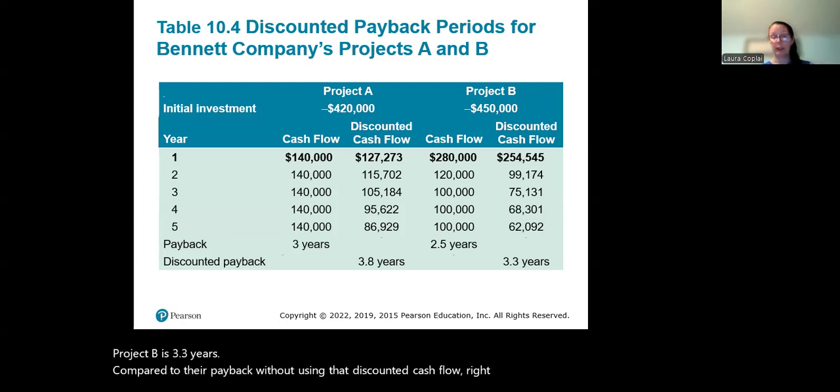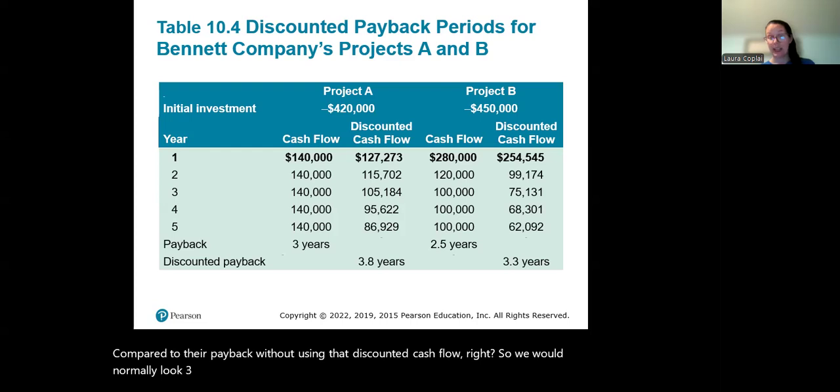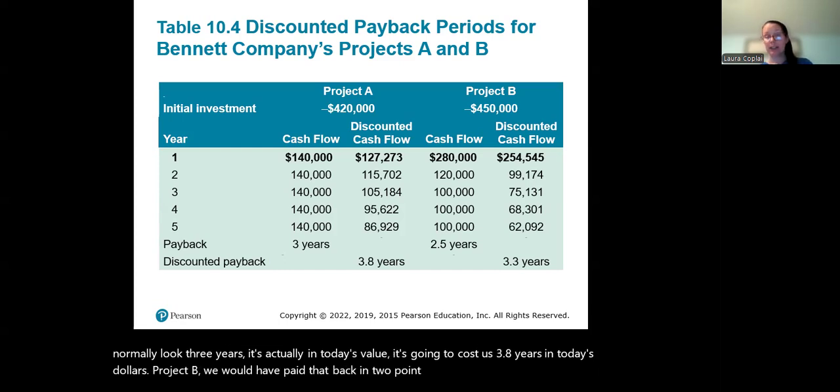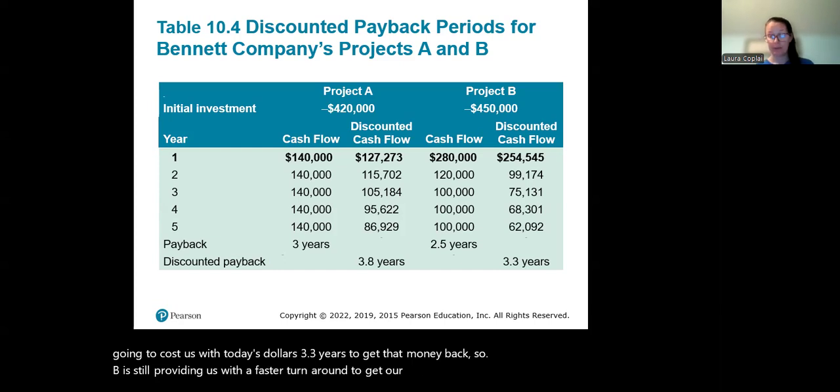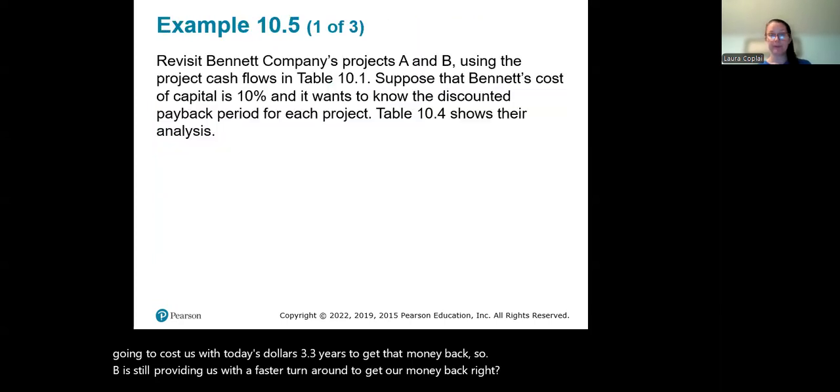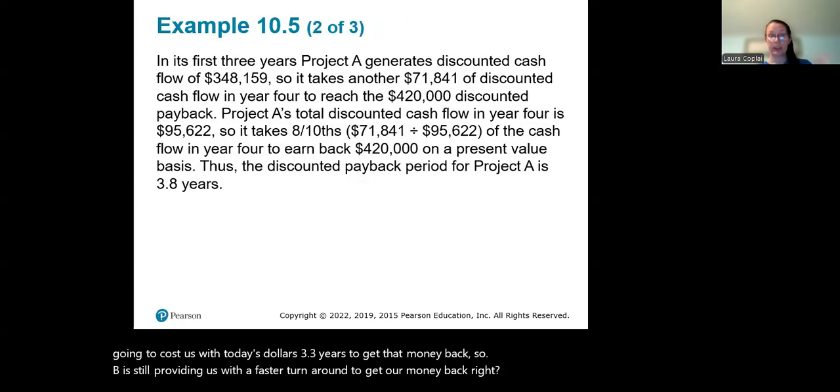So we would normally look at 3 years. It's actually in today's value, it's going to cost us 3.8 years in today's dollars. Project B, we would pay that back in 2.5 years. The discounted payback, with today's dollars, is 3.3 years to get that money back. So B is still providing us with a faster turnaround to get our money back, right? So we looked at that.